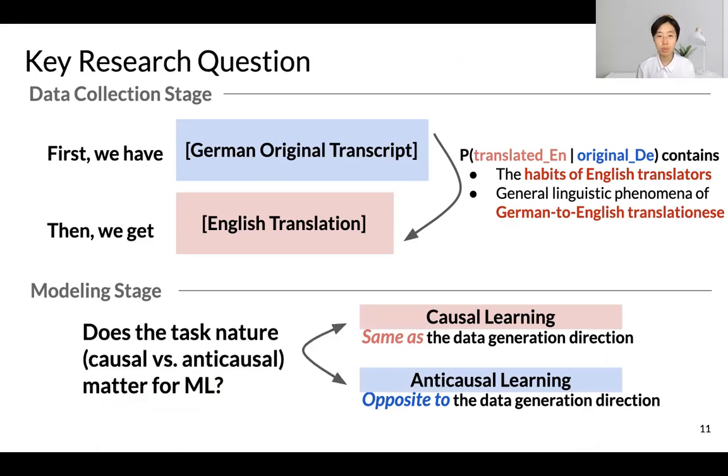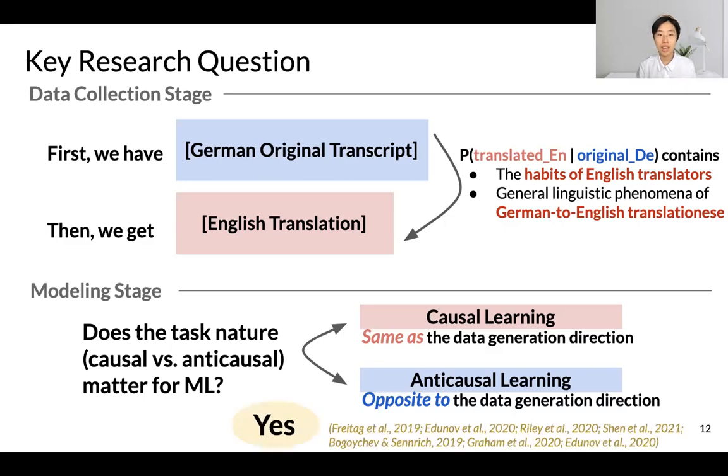So the key question in this paper is that, given the two concepts, does this task nature matter for machine learning? And the answer is yes. There are existing literatures reporting some results similar to this to some extent, but there lacks a formal concept for them. In this paper, we introduce this vocabulary, especially in the context of NLP, and also show some theories related to this concept so that it can give insights to future practices.